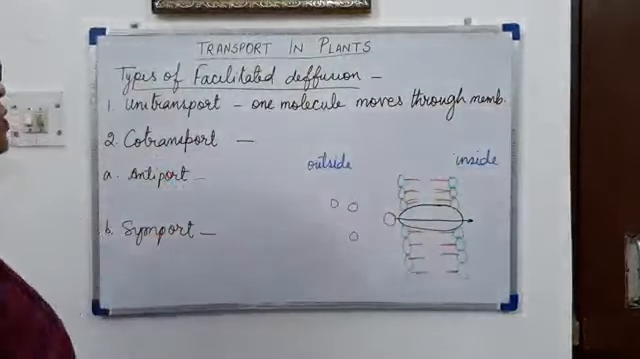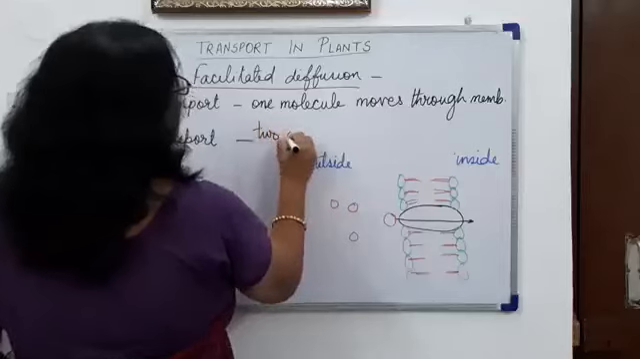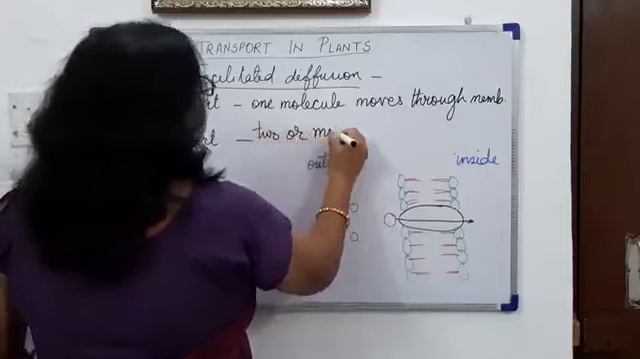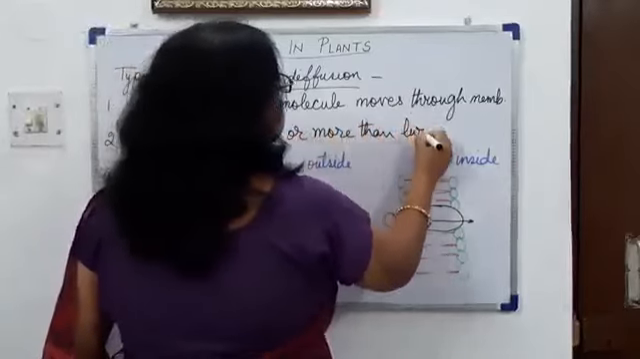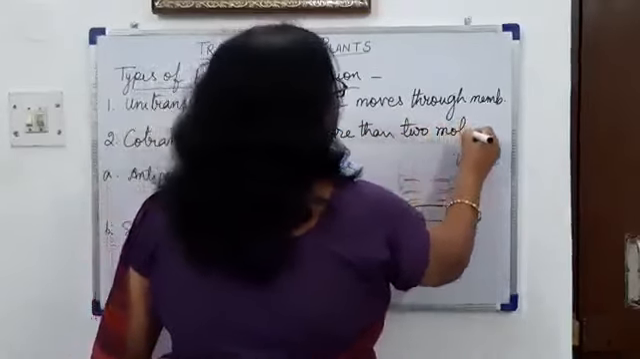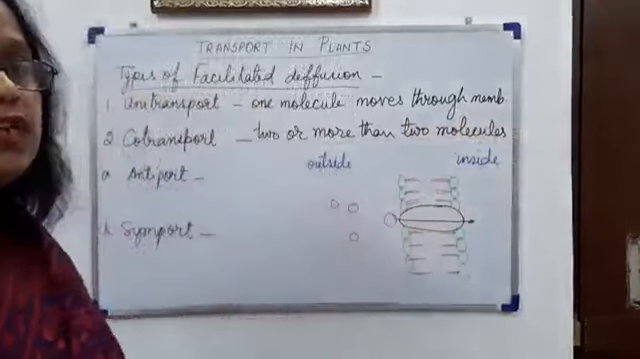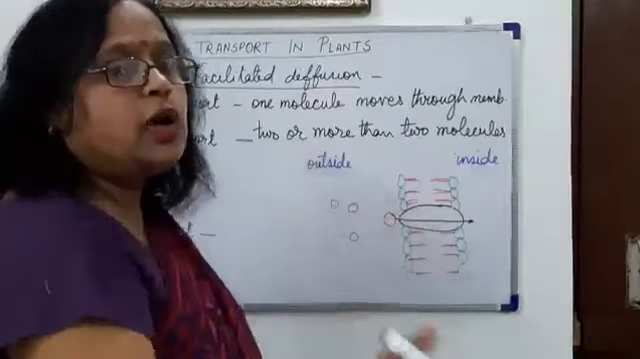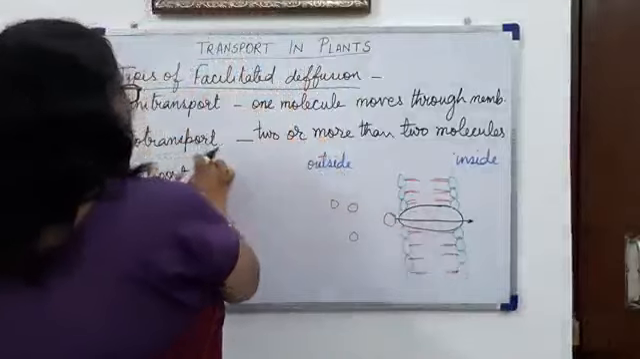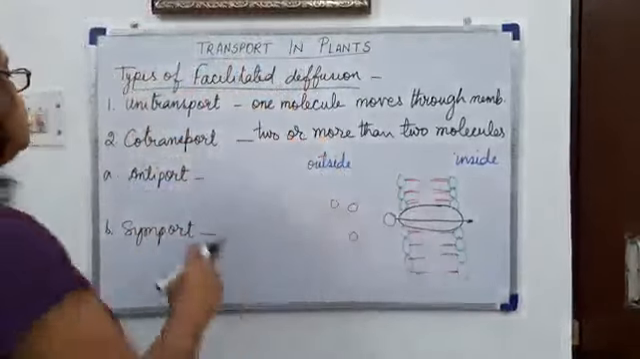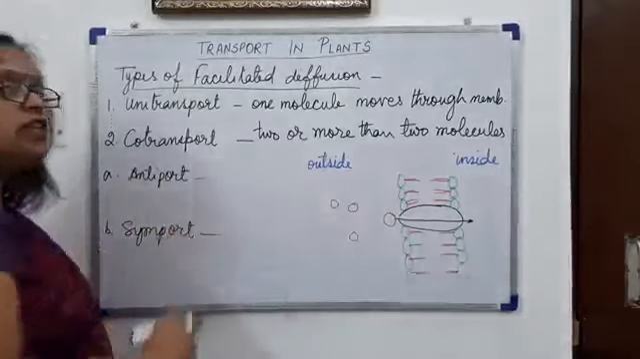Then the second type is co-transport. In co-transport, what happens? Two or more than two molecules are transported inside to outside or outside to inside. Co-transport is of two types: one is antiport and the other is symport.